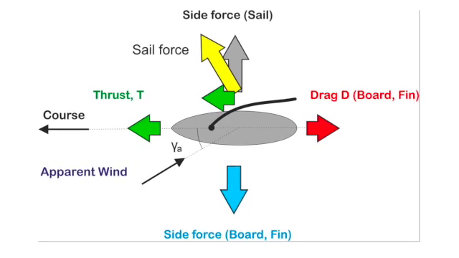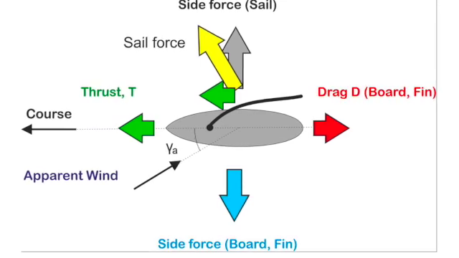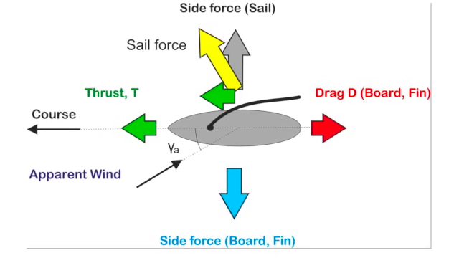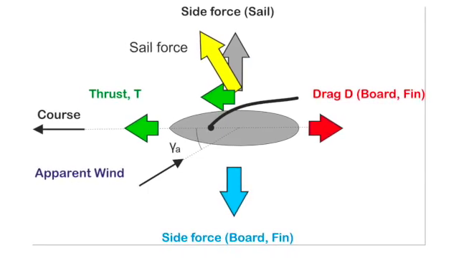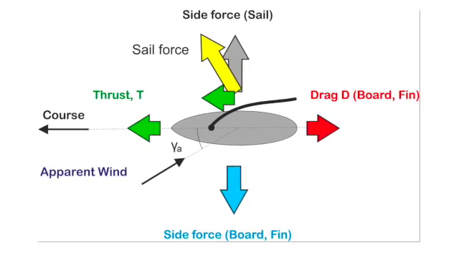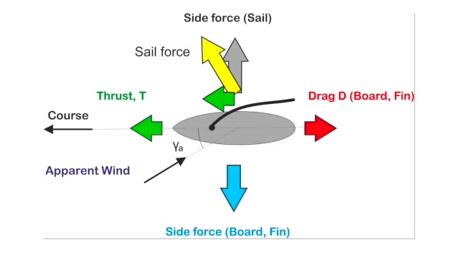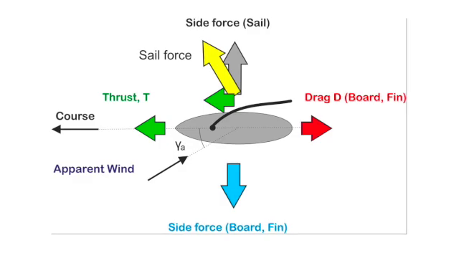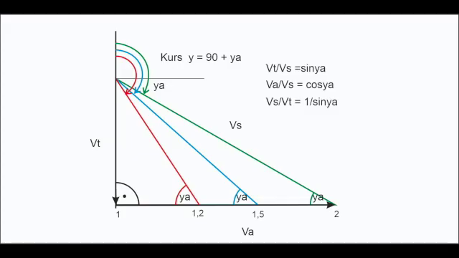The sailing speed results from the equilibrium condition that the sum of all acting forces equals 0, as shown in the figure. These are the forces in the direction of travel, the thrust T and the water resistance or drag D of the board, and the sail side force transverse to the direction of travel and the side force of the board and fin. There is a course direction in which the speed is greatest in a given wind.